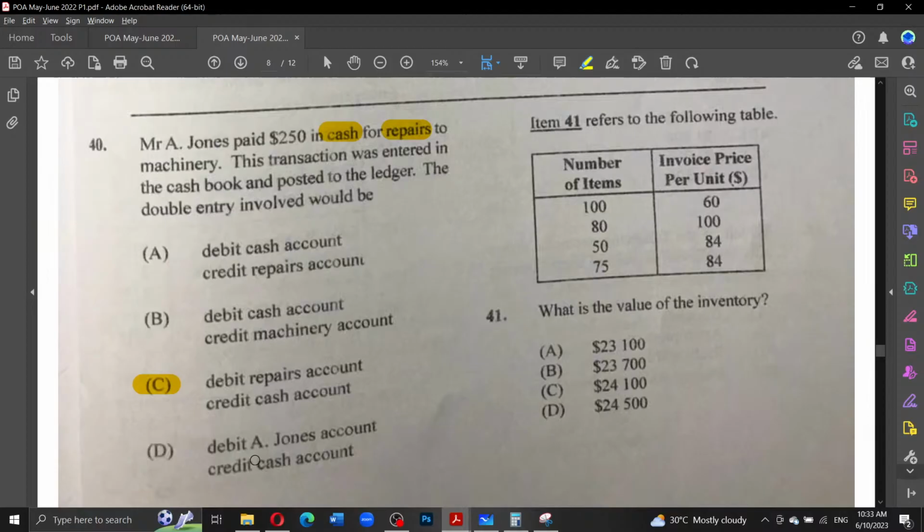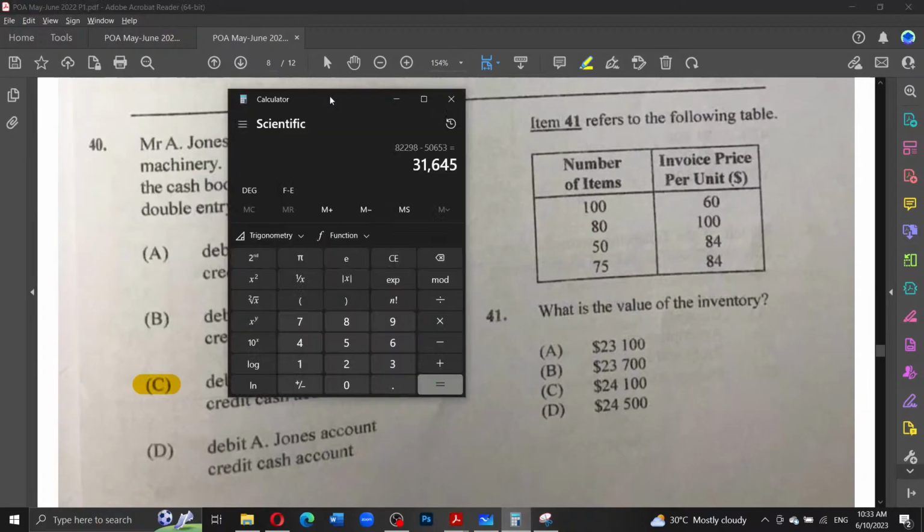Alright, moving on to item 41. Item 41 refers to the following table and asks what is the value of the inventory. So we have four items basically here. The number of the items are here, and we have the unit prices. Alright, so value of inventory.